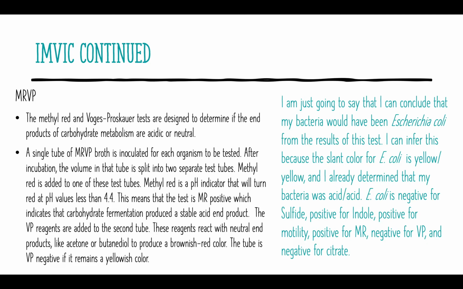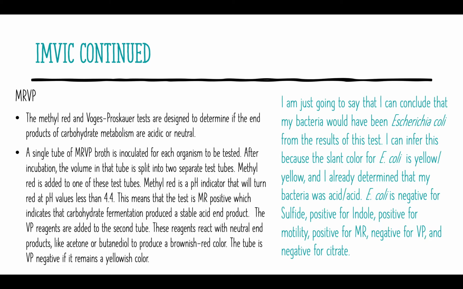Before you do the citrate, you do the MRVP, which the methyl red and Voges-Proskauer tests are designed to determine if the end products of carbohydrate metabolism are acidic or neutral. A single tube of MRVP broth is inoculated for each organism to be tested. After incubation, the volume in that tube is split into two separate test tubes. The methyl red is added to one of these test tubes, and methyl red is also a pH indicator that will turn red at pH values less than 4.4. This means that the test is MR positive, which indicates that carbohydrate fermentation produced a stable acid end product.